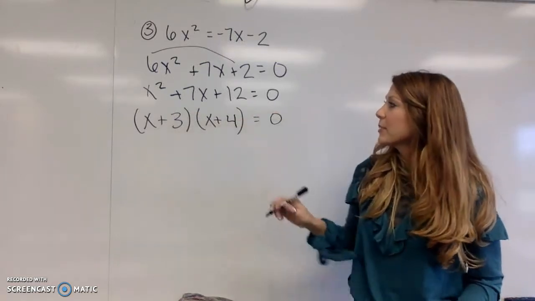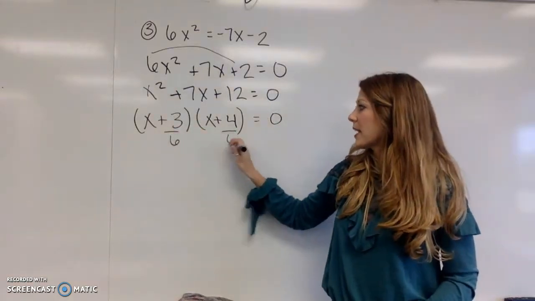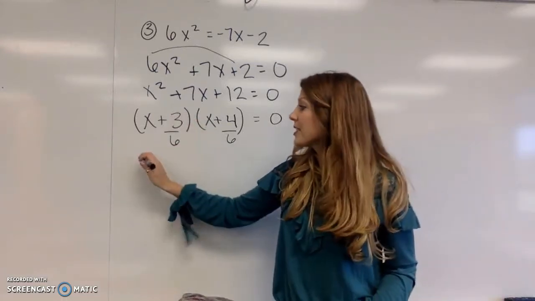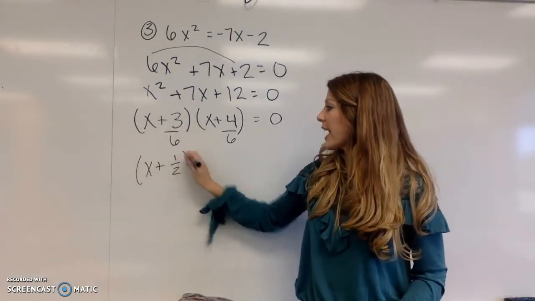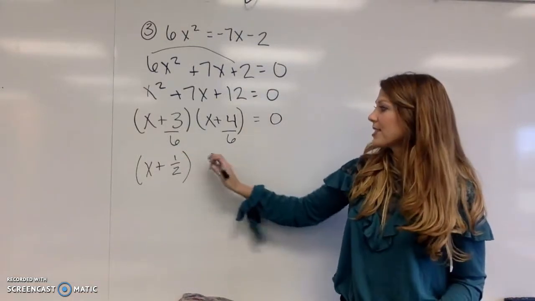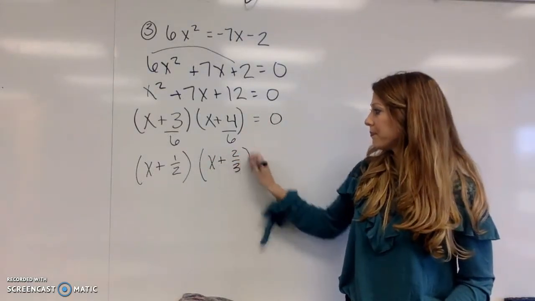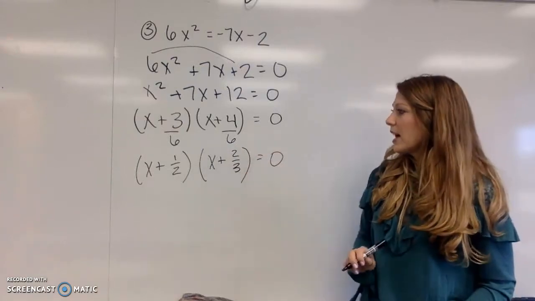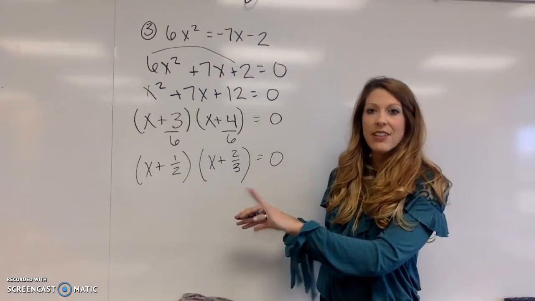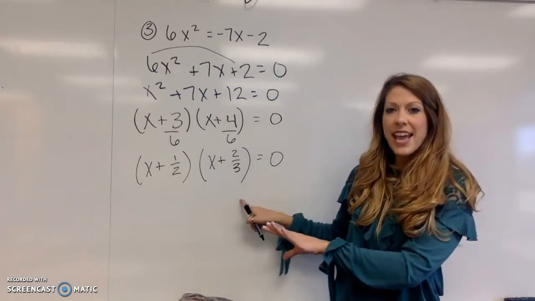All right, now here's the tricky part to remember. Because we multiplied by 6, now we have to go back through and divide by 6. And 3/6, that can be reduced. 3 over 6 reduces to 1/2. And if one can be reduced, so can the other one. So 4 over 6, that can be reduced. If you divide them both by 2, you get 2/3. So you can stop right here and just know that once you have your two factors, the answers are the opposite. So your answers here are x equals negative 1/2 and x equals negative 2/3.